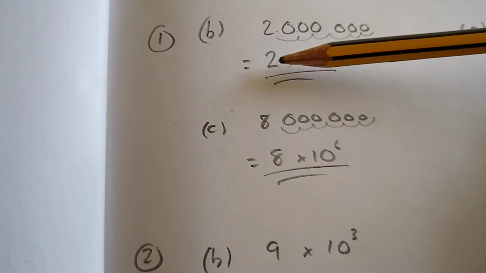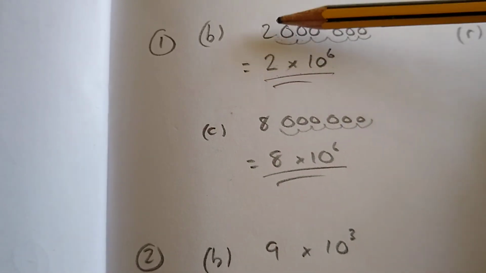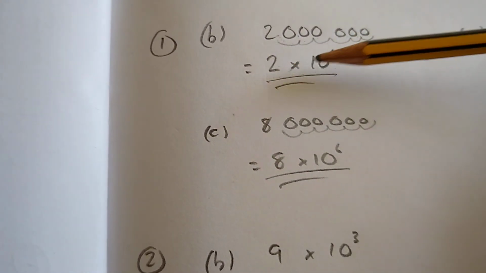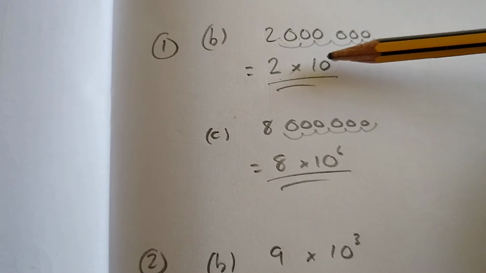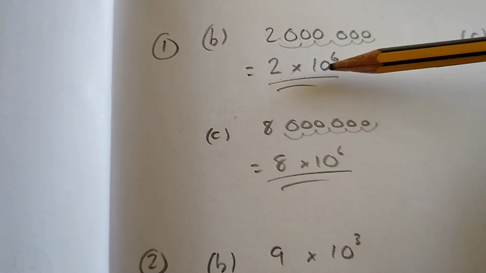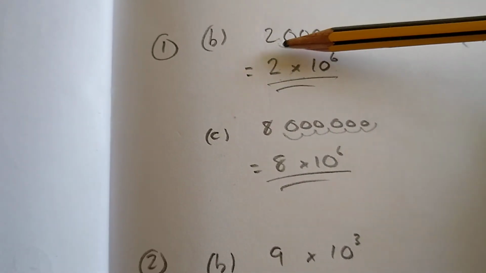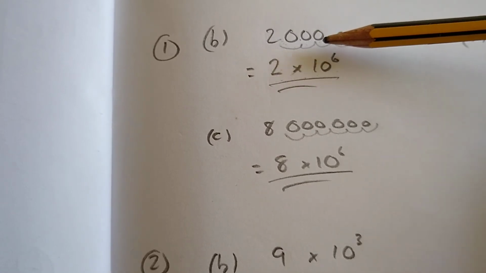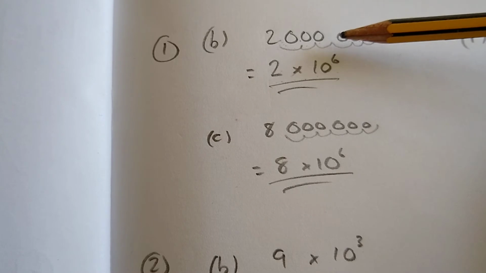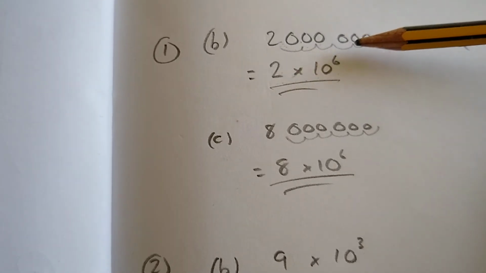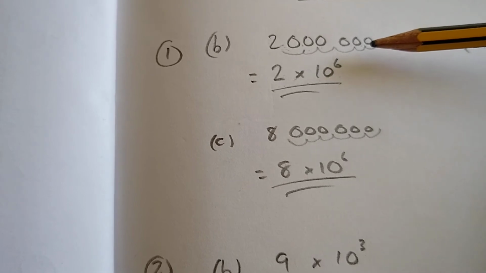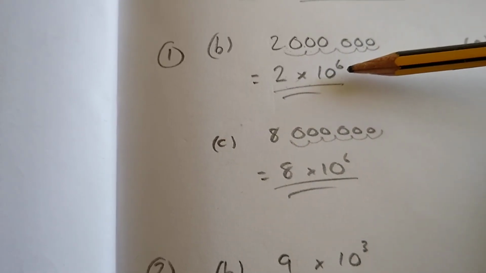So it's basically what would I multiply 2 by to make 2 million. Well, I've multiplied by a million, but we need to write that in terms of 10 to the power something. So how many times do I multiply 2 by 10 to make it 2 million? Well, 2 10s are 20, times 10 is 200, times 10 is 2,000, times 10 is 20,000, times 10 is 200,000, times 10 again is 2 million. So I'd multiply by 10 6 times.